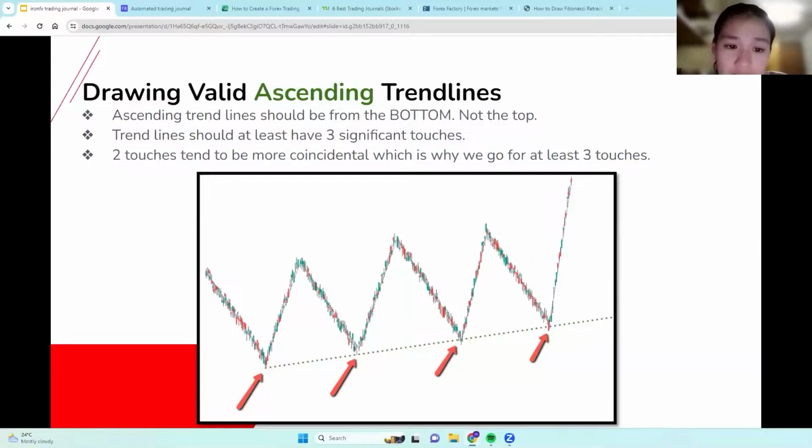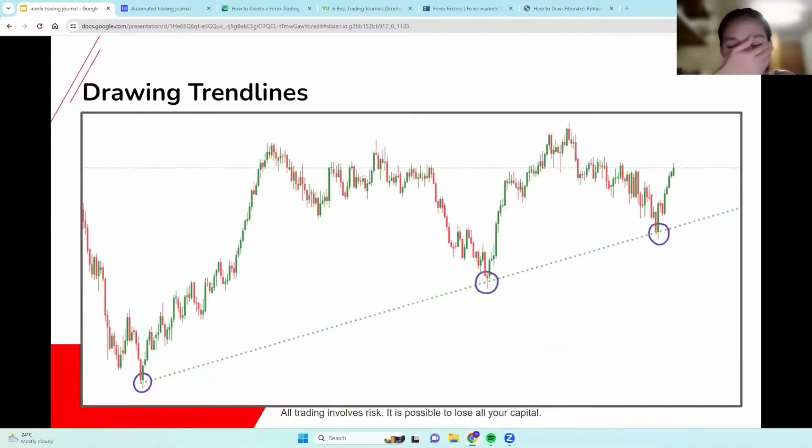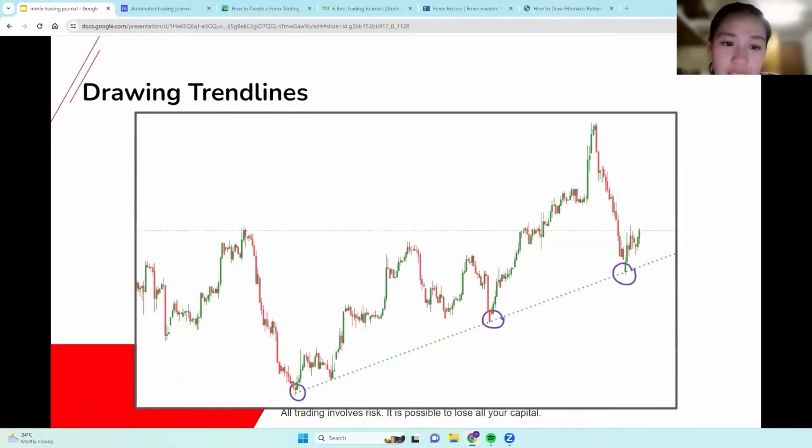What makes a valid trend line is if there are at least 3 significant touches. For an ascending trend line, the touches should be on the bottom, and if it's descending, then the touches should be at the top. So here's another example. You can see the touches on the bottom and here as well.